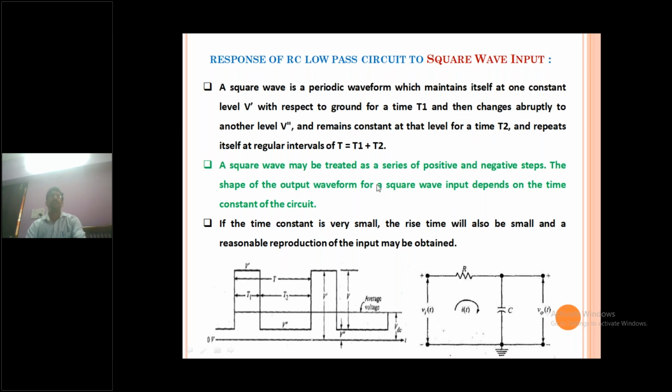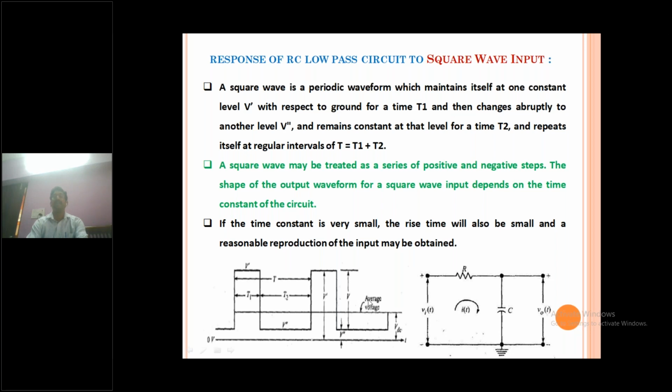A square waveform is nothing but a periodic waveform which maintains one constant level, V dash. Observe the diagram. At the T1 interval, the input voltage value is V dash. And in the next T2 interval, the input voltage level is V double dash. After capital T interval, that means T1 plus T2 interval, the same waveform is repeated. So again V dash in another T1 interval, and again V double dash.